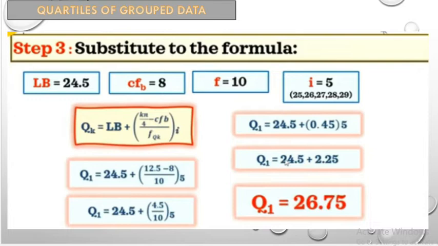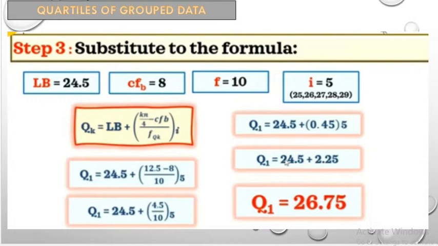Ang ating kinukuha po ay quartile 1, kaya naman ang ating K ay 1 equals to our LB, which is 24.5 plus, ito po yung nasa loob ng parenthesis, mag-ingat po tayo dito. Ano po? 12.5. Saan po natin kinuha ito? Ito po yung ating KN over 4. Nakuha na po natin ito kanina. We are just going to recall it. Minus 8 over 10 at i-times din po natin sa ating interval na 5.